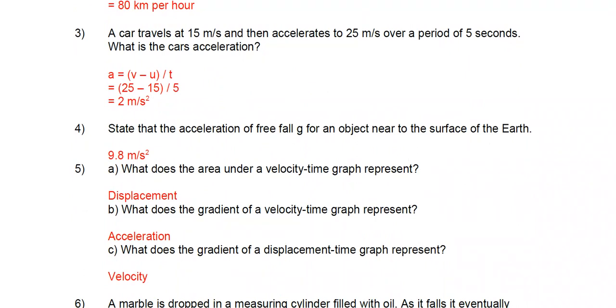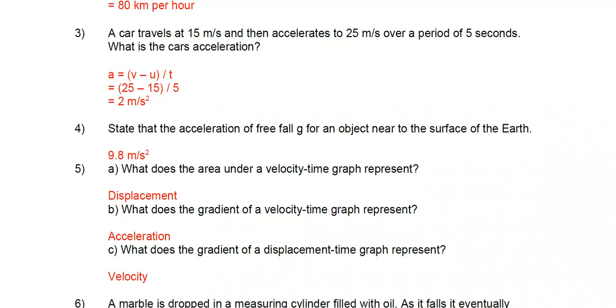So our final velocity is 25 minus 15, which gives us a change of 10. And then it took a time of 5 seconds. So 10 divided by 5 is 2 meters per second squared.